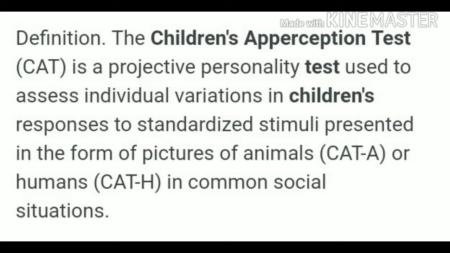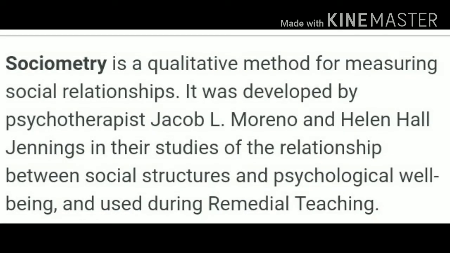So first is the child appreciation test. The child appreciation test is a projective personality test used to assess individuals' variation in children's responses to standardized stimuli presented in the form of pictures of animals or humans in common social situations. The next option is sociometry. Sociometry is simply a qualitative method for measuring social relationship.